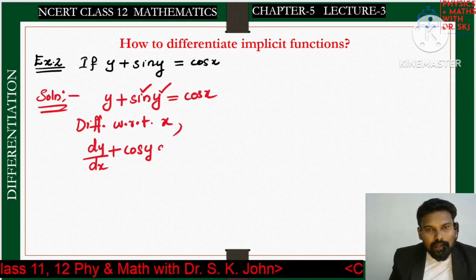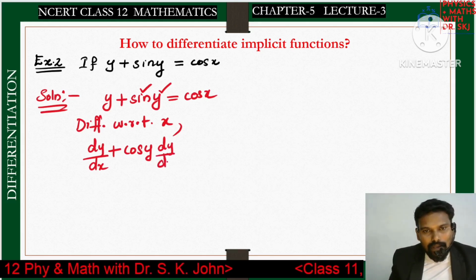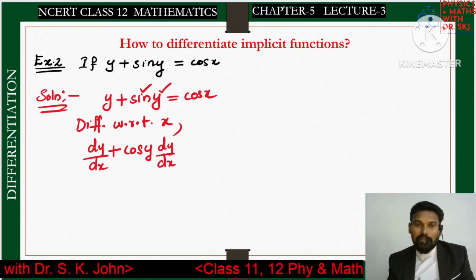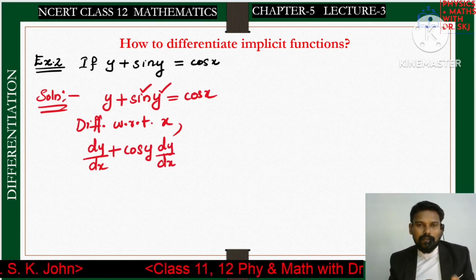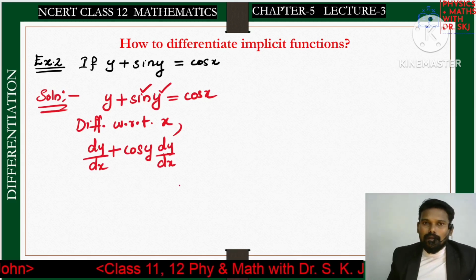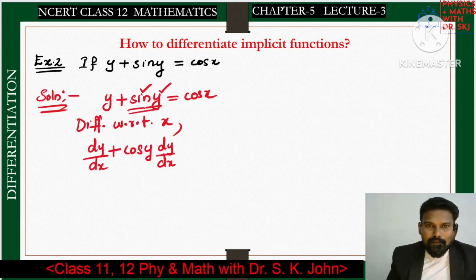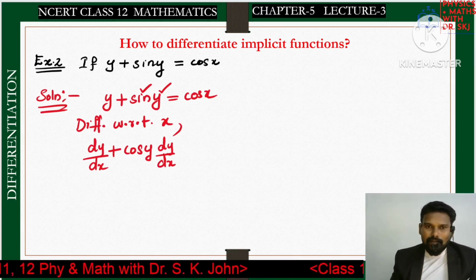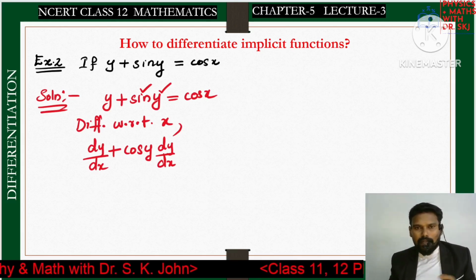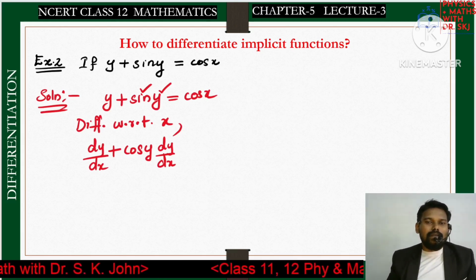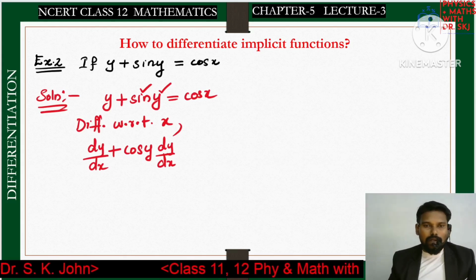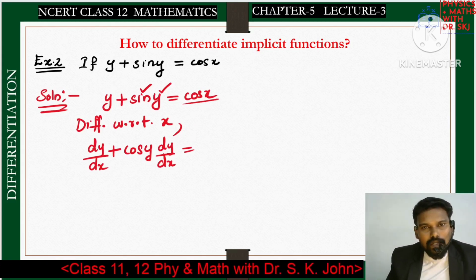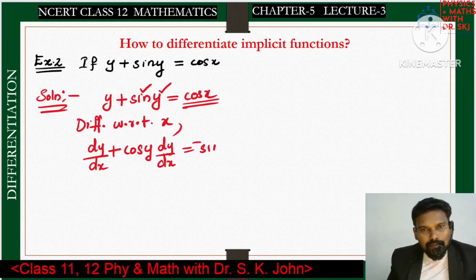What is the derivative of y? Dy by dx. So you have to use the function of a function rule, or chain rule. Function of a function rule means chain rule. This is a composite function. First you differentiate sine, so you write cos y, then multiply it with the derivative of y. So cos y into dy by dx is equal to the derivative of cos x, which is minus sin x.